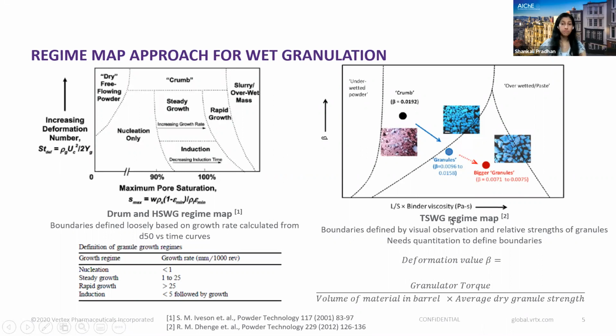Now, this twin screw regime map is a great beginning, and we can improve upon it in many ways. We can define these regime boundaries based on some quantitative relevant criteria. We also need to replace the dry granule strength with a wet granule strength in order to be more representative of wet granule physics inside the granulator. And if we are able to replace the granulator torque, which is typically an output parameter from the granulator, by something that is an input parameter or something that can be measured on a small scale, then we can make this regime map predictive in nature.